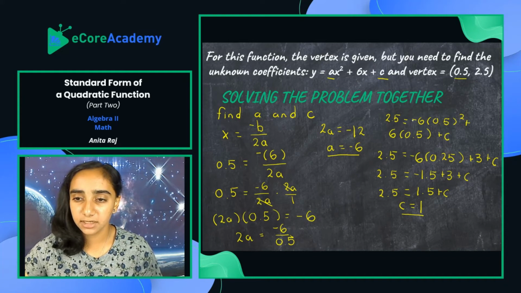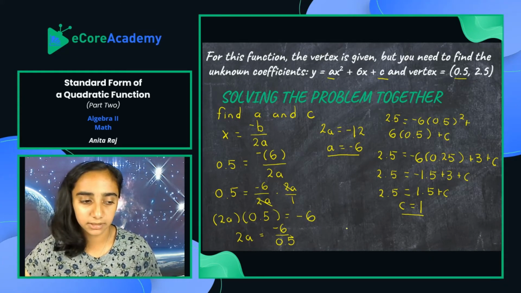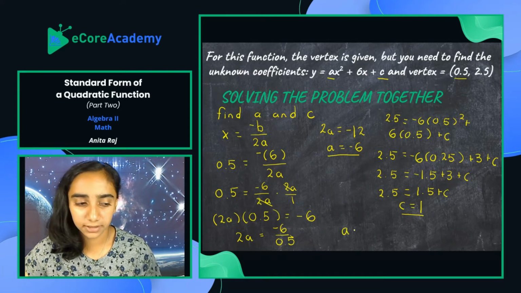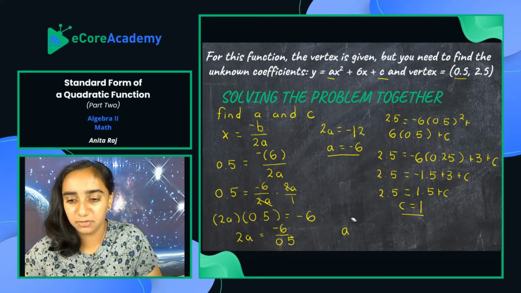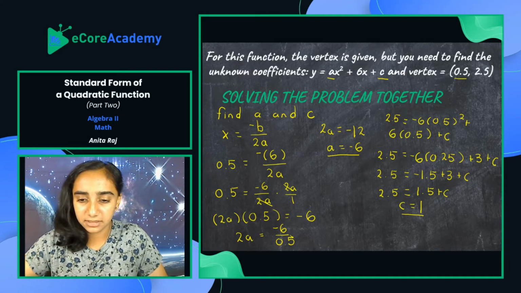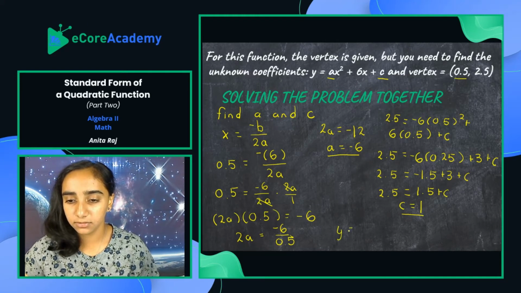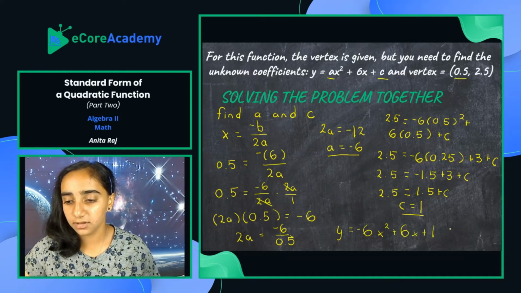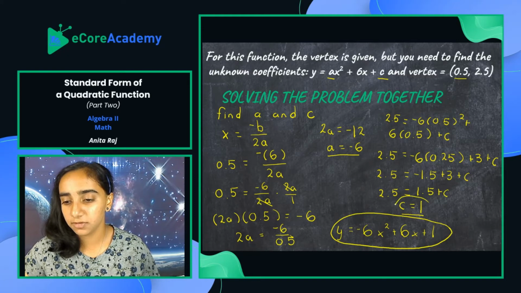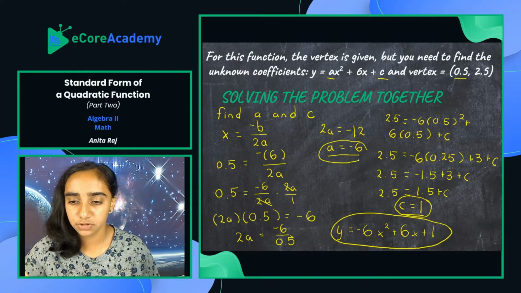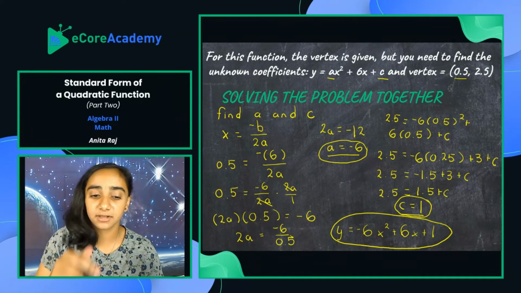Now let's plug a and c into this equation right here so we can get the complete equation. So our final answer is, let me just erase that. I don't know why I wrote a. Okay, let's write the final equation here, which is y equals negative 6x squared plus 6x plus 1. This is your final answer. And make sure you also mention what the values of c are and how you found them as well. That's why I'm circling these as well. So you just found the missing coefficients. If you're able to stick through that, I'm proud of you.